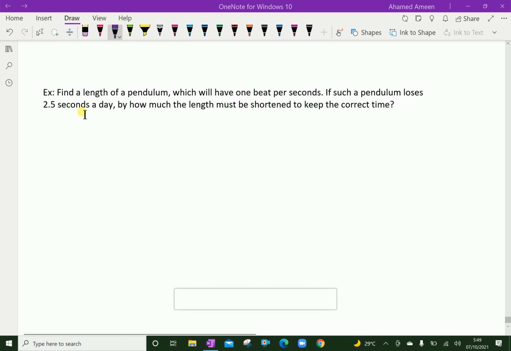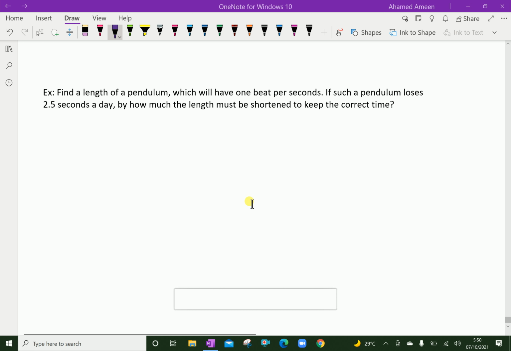Find the length of a pendulum which will have 1 beat per second if such a pendulum loses 2.5 seconds a day. By how much must the length be shortened to keep the correct time? That means the pendulum will lose 2.5 seconds per day, so we have to shorten the length of the pendulum to some extent. We have to find that shortening length.